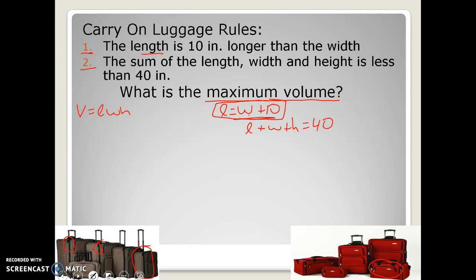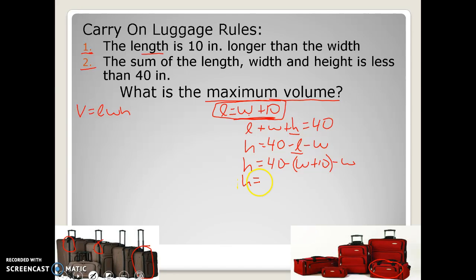And what I'm going to do is solve this equation for h. And so if I subtract the L and subtract the W from both sides, I'm going to have that H is equal to 40, but then I'm going to subtract L and I'm going to subtract W so that they're on the right-hand side of the equation. But then what I'm going to do is replace this L here with W plus 10. So it's going to look something like this. I'll have 40 minus L, but L is W plus 10, minus W. And so now I'm going to go ahead and simplify this expression.